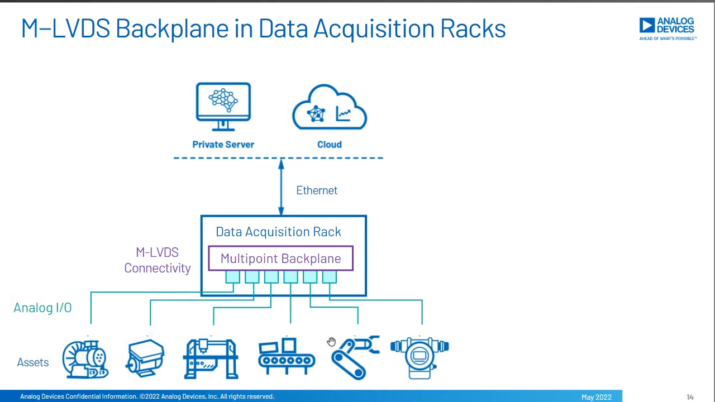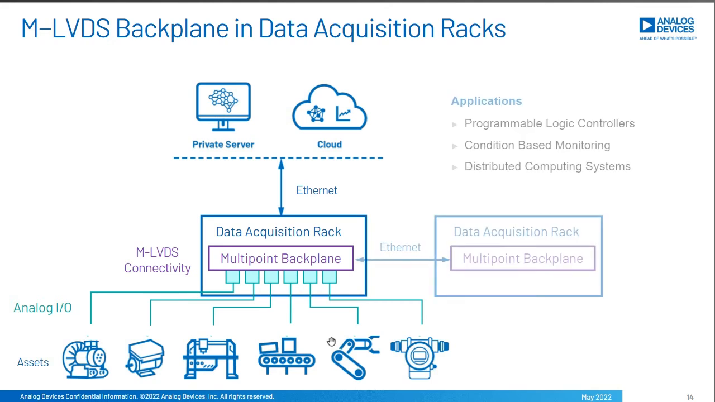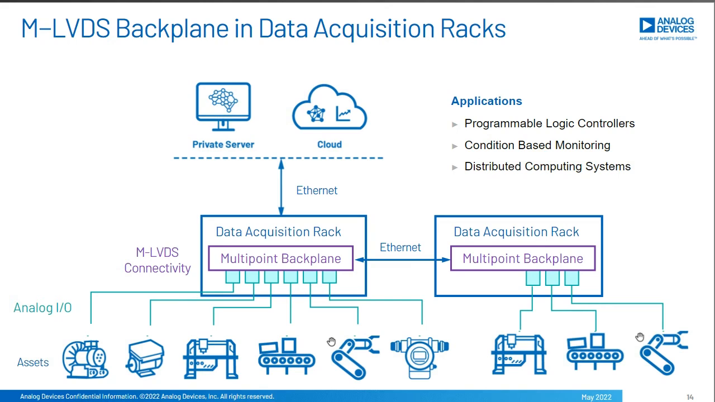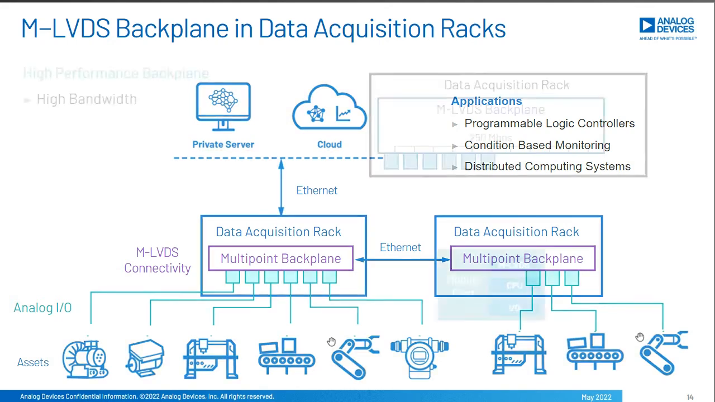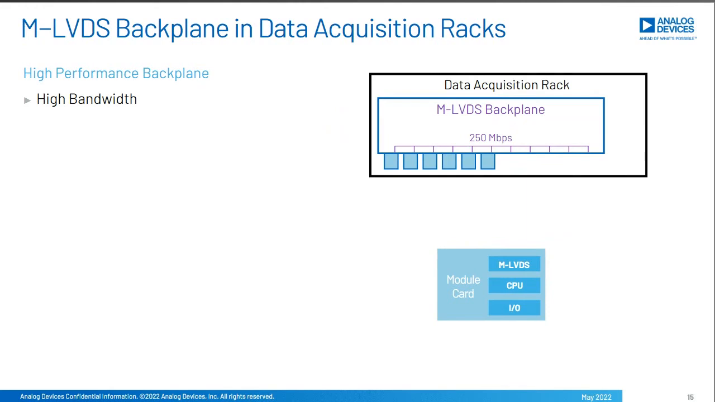The speed advantage of MLVDS makes it ideally suited for programmable logic controllers, condition-based monitoring, or any distributed computing systems that use a backplane. And for example, by extending the backplane over Ethernet to a second rack, you can imagine where you have additional devices connected. Go a little bit deeper into this now, and we'll look inside the rack. And we'll see why MLVDS is really suited for these backplanes.